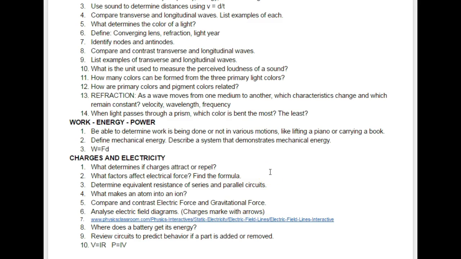Number 11, how many colors can be formed from the 3 primary light colors? You should have discovered that all of them can be made from these 3 colors. This is why televisions and even your cell phone screen only have red, green, and blue light. How many primary colors?